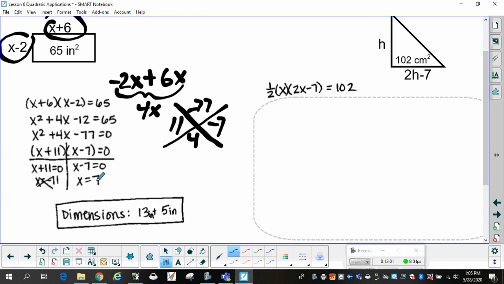But now here you have to be careful because 7 is not one of the dimensions. I need 7 minus 2, and that's how I got the 5. And then I need 7 plus 6, and that's where the 13 came from. Okay?